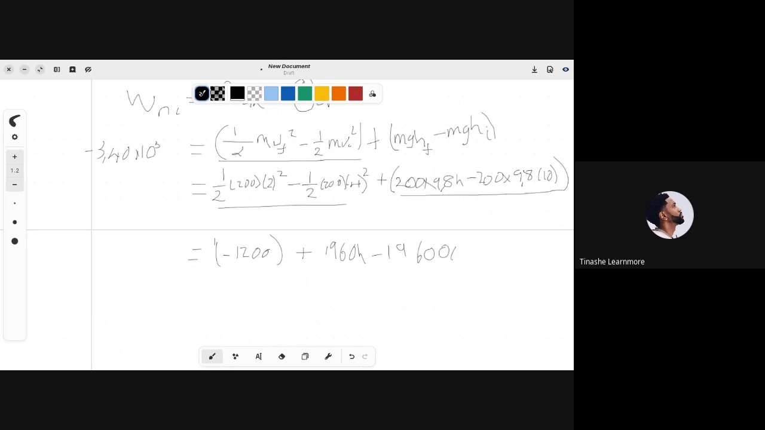196,000. And then on this side we still have this 3.40 times 10 to the third. Then we just need to isolate the h. So now it actually looks clean. I can work with this. So let's get the final answer.